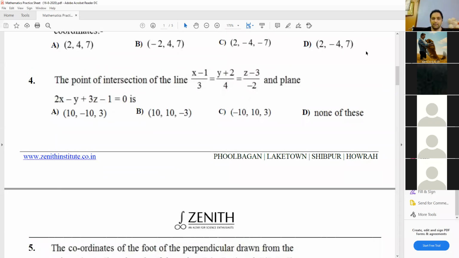Point of intersection of line and plane. We have already practiced this in the class so many times, right? So what is the method for this? इसको equal to lambda किया, find out x, y, z, and make it satisfy the equation of the plane. हो गया. So इसका तो predefined lambda भी है. If you remember the lambda का formula, that is best.